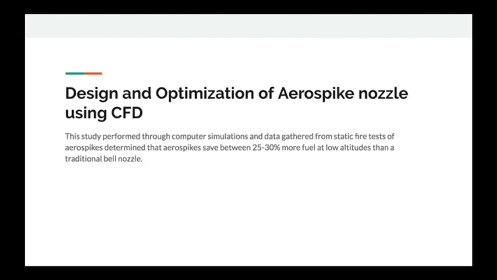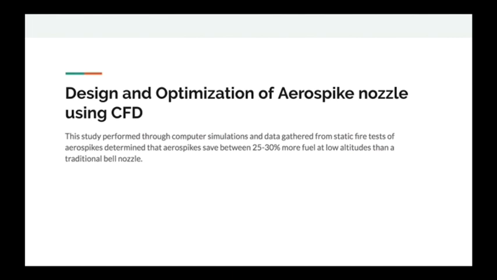This leads us on to another study, which is the design and optimization of aerospike nozzle using CFD. This study, performed through computer simulations and data gathered from static fire tests of aerospikes, determined that aerospikes save between 25 to 30% more fuel at low altitudes than a traditional Bell nozzle.